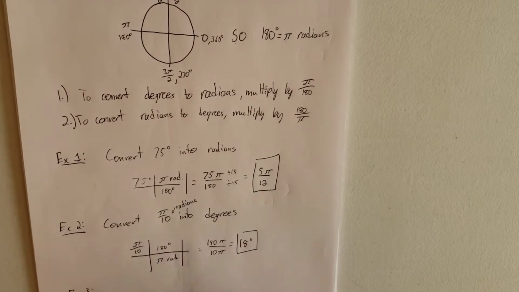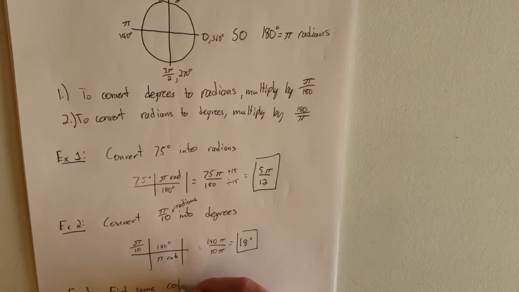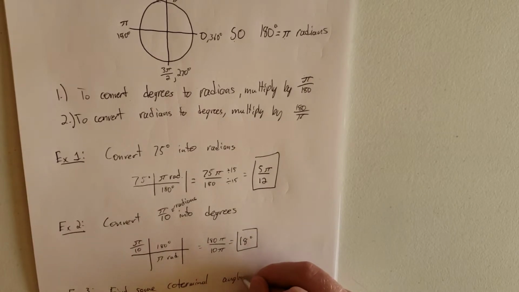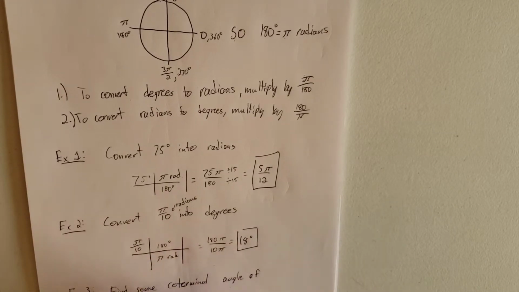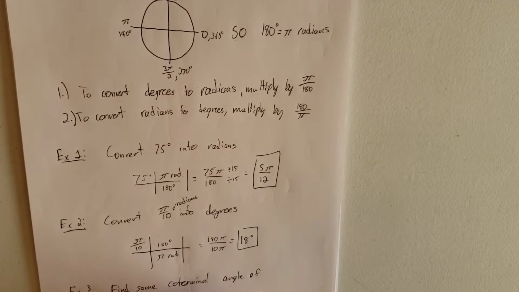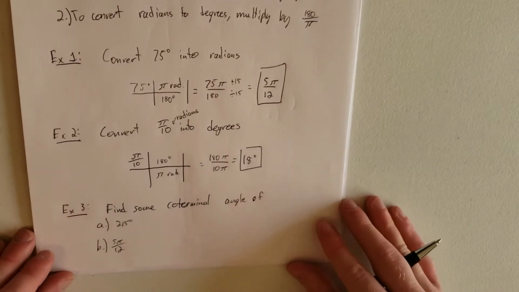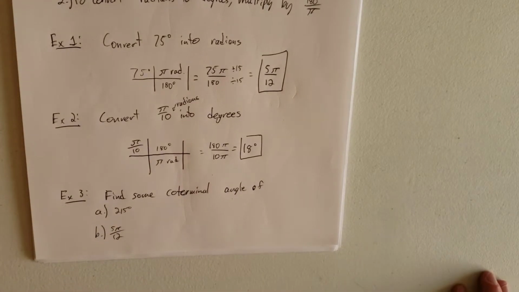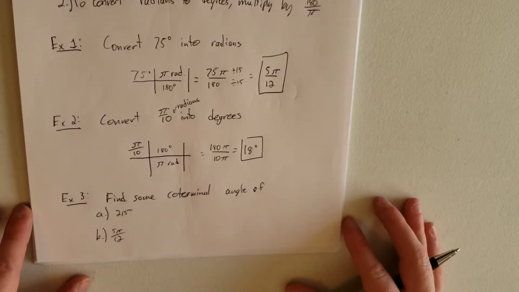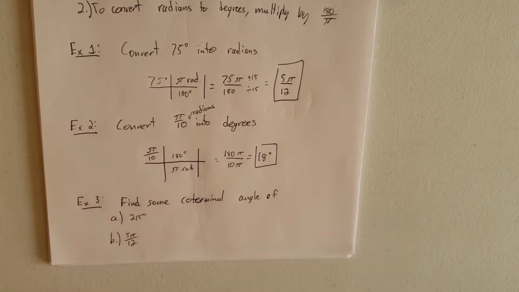Example 3 here will be to find some coterminal angles of, and we have two parts. Part A is 215 degrees, and part B is 5 pi over 12. All right, this is a little different than what we've been doing. So coterminal angle is a new terminology. That just means that it ends at the same spot on the circle.